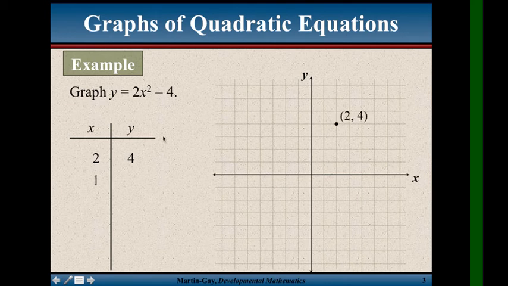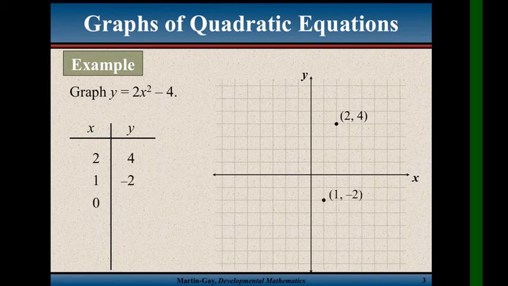Now, how about the next one? Let's say 1. Again, this is just given. You can just put numbers 2, 1, 0, negative 1, negative 2 if you want. So we have 1 squared, and 1 squared is equal to 1, times 2 is 2, minus 4 is negative 2. So our answer is negative 2. So x is 1 and y is negative 2, so that's 1 and negative 2.